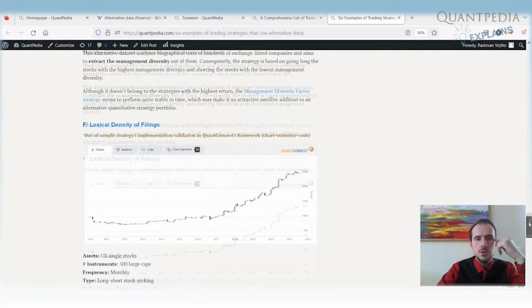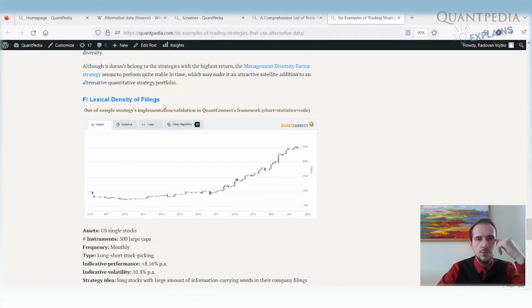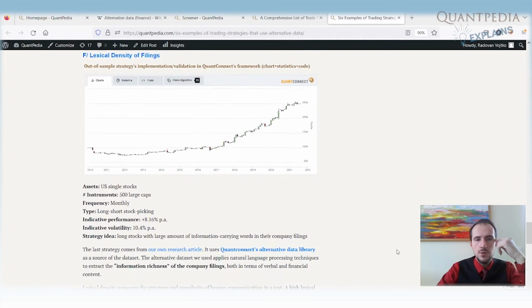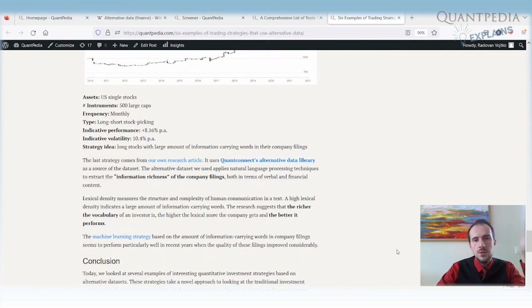And the 6th strategy is based on the lexical density of company filings. That's something we also covered. We can translate the company filings into scores based on lexical density. So it means looking at the words used in the filings, their density, how rich the vocabulary is, etc. We can use machine learning for something like that, and we can use the resulting sentiment score to predict the performance of S&P 500 stocks.